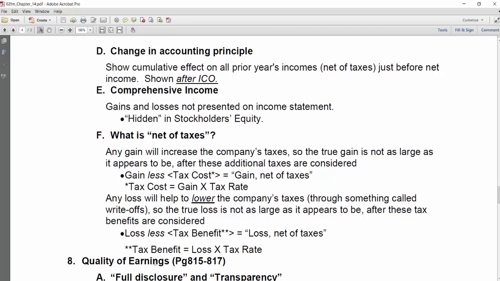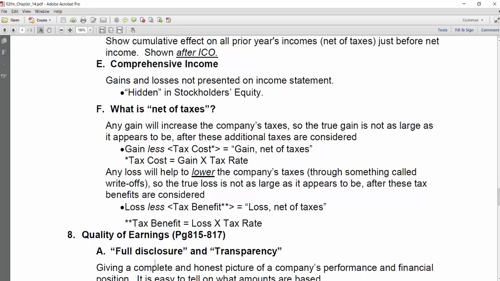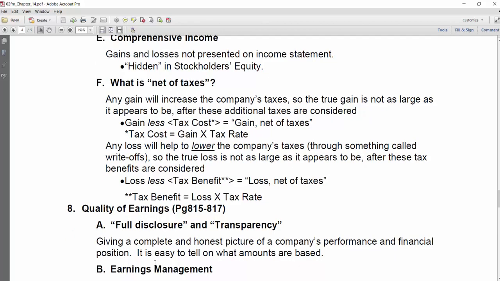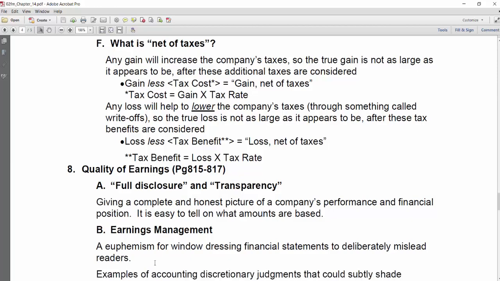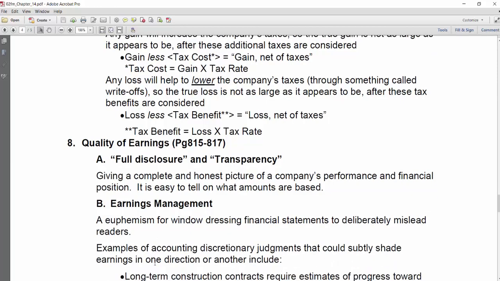So, quality of earnings has to do with concepts of full disclosure and transparency. We're trying to get as honest a picture as we can of the company's financials, and that's often hard to do, also because there's typically a lot of technical terminology that's tough to wade through. Earnings management is a polite way to say the company has been window dressing their financial statements to try to make readers think something about them that may not be true.